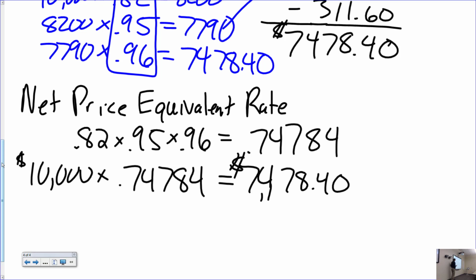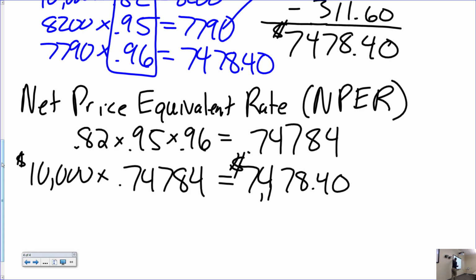Note, there's a couple of homework problems that ask for this. The book abbreviates it with the NPER abbreviation because it got lazy and didn't want to write the whole words out, which I can understand. But when you see that abbreviation, folks, this is what they're looking for. All right?